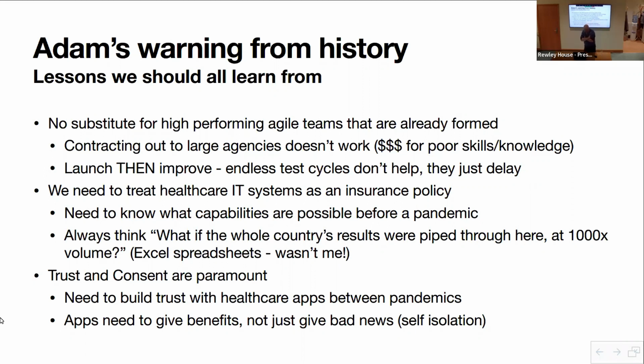They need their own techies, and they need to release stuff quickly and get feedback. And we need to treat healthcare IT systems and insurance policy. There are probably lots of tales during the pandemic of things being fixed. So there was no automatic system for pulling in test results from all the different regional test centers. That's been solved. It was an Excel spreadsheet.